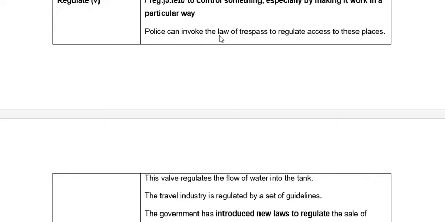Police can invoke the law of trespass to regulate access to these places. Trespass means entering a place that you are not supposed to enter. So entering a place without permission. Okay, regulate here means to control access to these places. So when you want to say control something by rules, you can use the word regulate.